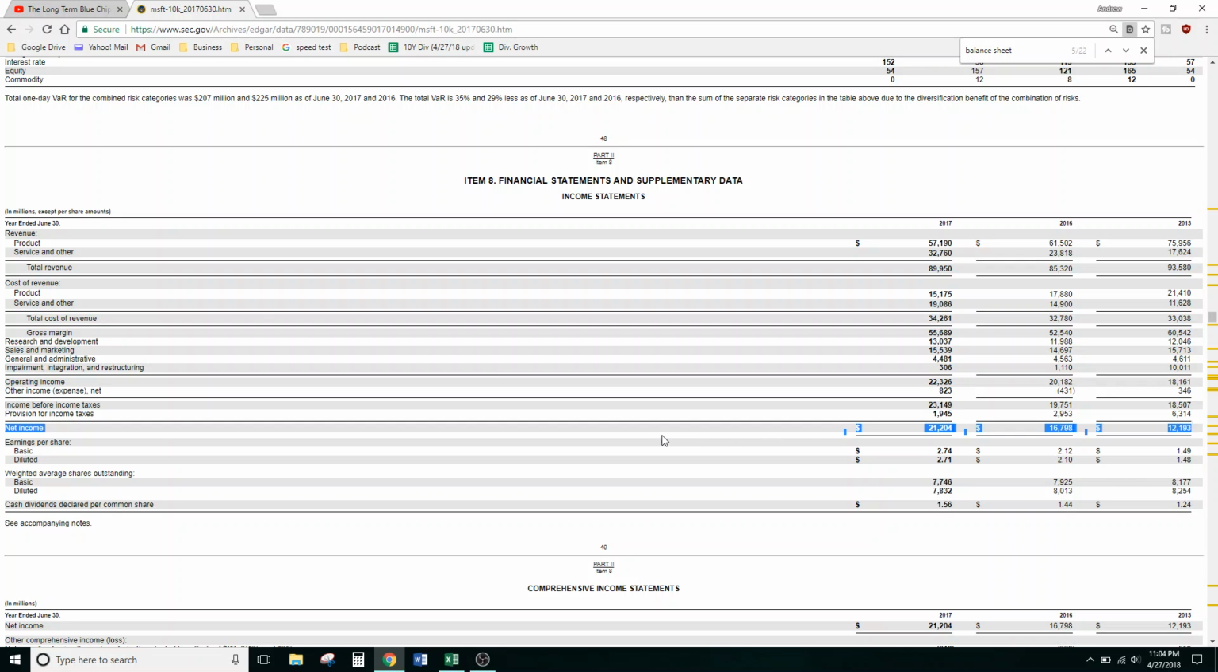So, as you can see here, we have the rest of the stuff that we need: EPS and average shares outstanding and dividends. So here we are. There's the dividends. You can see they've increased every year for the past 3 years.